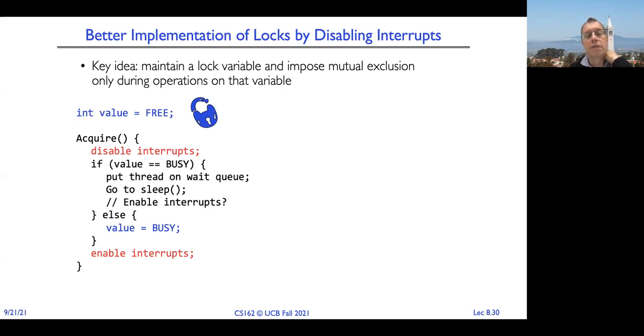Okay. So ideally what you do for the acquire, say the value is a lock value, and it's either free or busy. To acquire it, you disable the interrupts to manipulate this value. If the value is busy, what did we say? We want to sleep. So put the thread on the wait list and go to sleep. And somehow you want to enable interrupts, so another thread can execute, right? Else, you acquire the lock, the value is busy, and you enable interrupts.